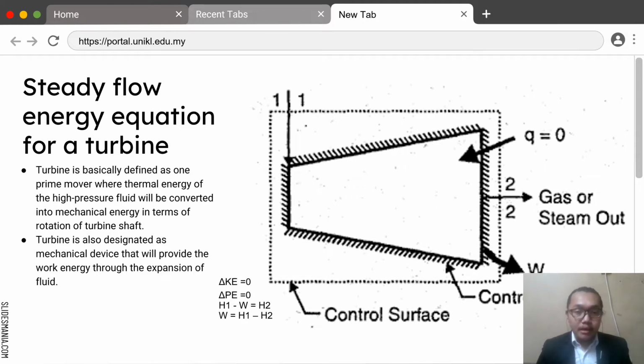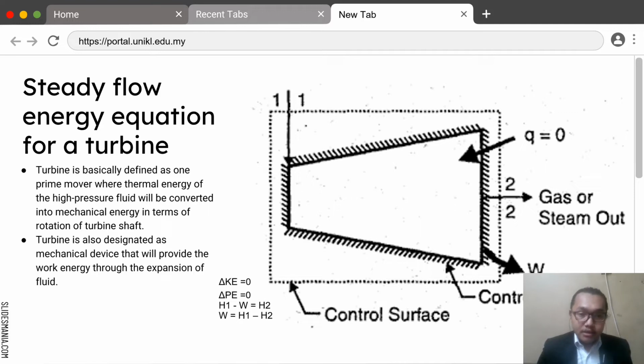Now, let us come to the point which is steady flow energy for a turbine. A turbine is basically defined as a prime mover where the thermal energy of the high pressure fluid is converted into mechanical energy in terms of rotation of the turbine shaft. The mechanical energy developed by the turbine will finally be converted into electrical energy. A turbine is also designed as a mechanical device that provides work energy through the expansion of fluid.